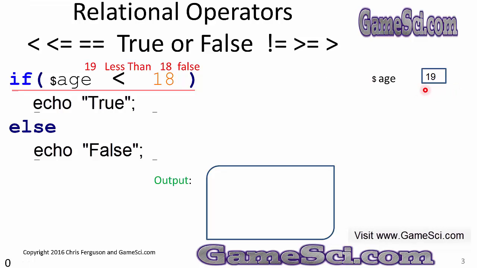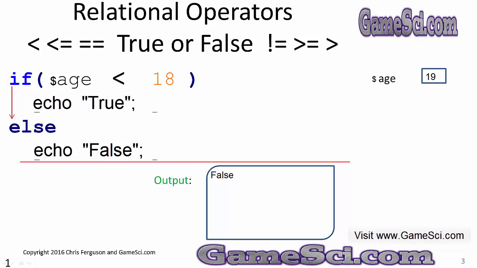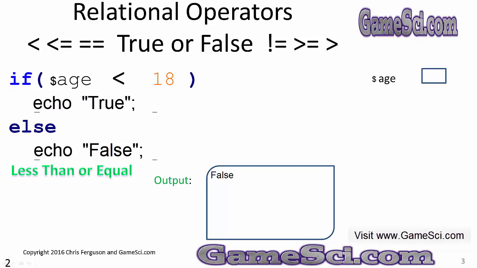Let's go through this first. We'll set up 19 in the age variable, and we'll look first at the less than operator. With 19 in the age variable, 19 less than 18 is a false statement. Always has been, always will be. 19 is not less than 18. Because that condition is false, what is the code going to do? Why, it's going to go straight to the else portion to execute. And you can see it prints the word false, and a false showed up on our output. Pretty simple. Now let's illustrate the less than or equal operator.